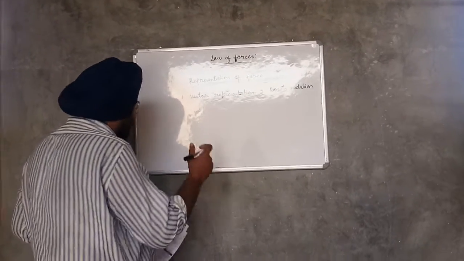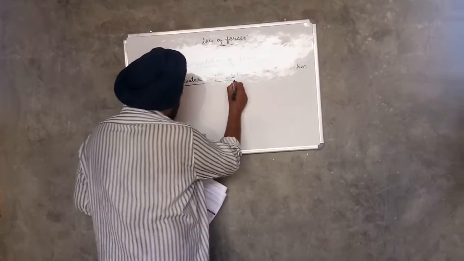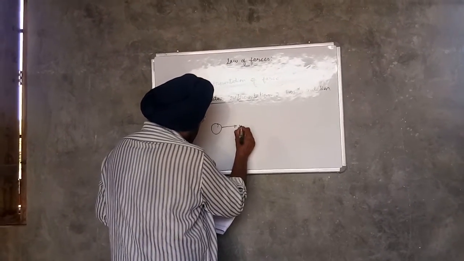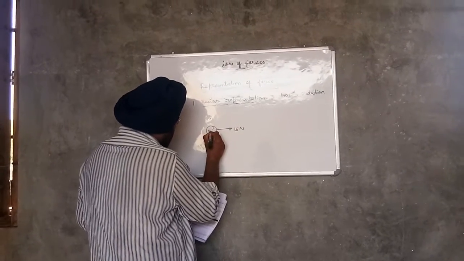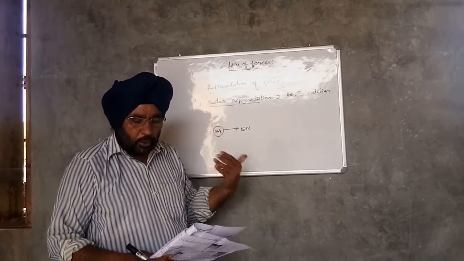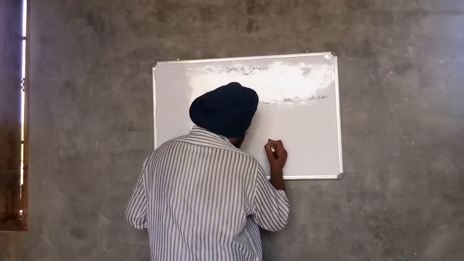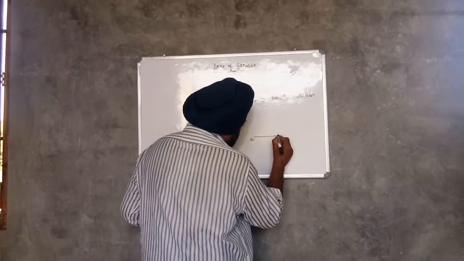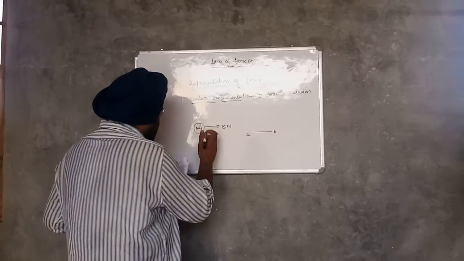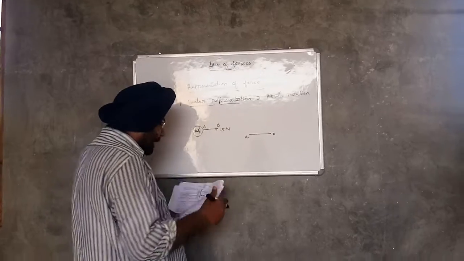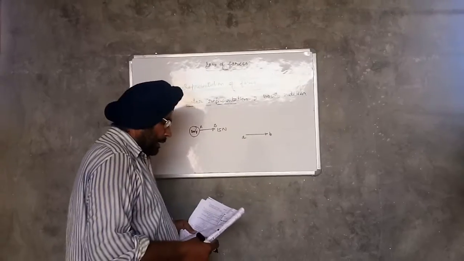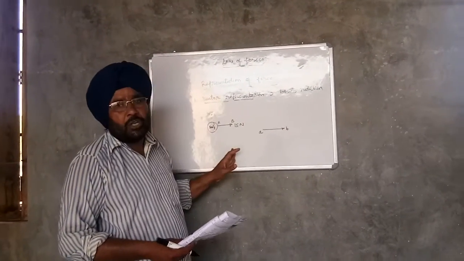Vector representation. Consider a force of 50 Newton acting on a body as shown in the figure. To represent this force of 50 Newton vectorially, the length of the line AB, drawn to some scale, gives the magnitude of the force, and the arrowhead gives the direction of the force. So this is the vector representation of the force.